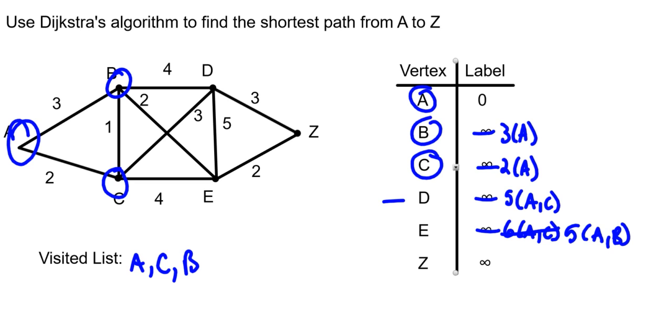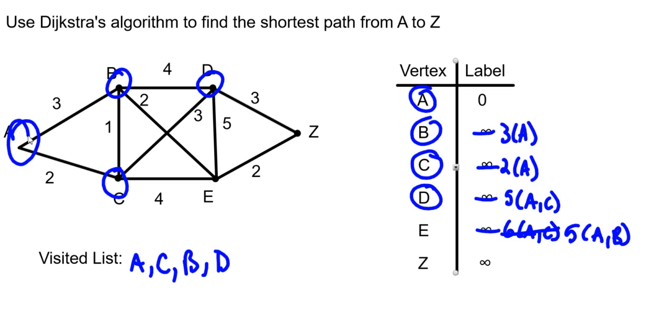Okay, so now we're down to 3 unvisited vertices, D, E, and Z, and D and E are tied. Generally, when you're following an algorithm, you have to have a way to make that decision. We usually just go in alphabetical order, so we'll just choose D over E. If you chose E here, it wouldn't be wrong. You just want to be consistent. So we'll stand in D.